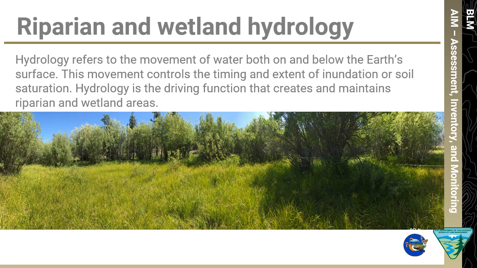Hydrology refers to the movement of water both on and below the Earth's surface, and this movement of water controls the timing and extent of inundation or soil saturation. Hydrology is the driving factor that creates and maintains riparian and wetland areas. Landscape position, climate, topography, surrounding land use, and soil permeability all influence the hydrology of these areas.